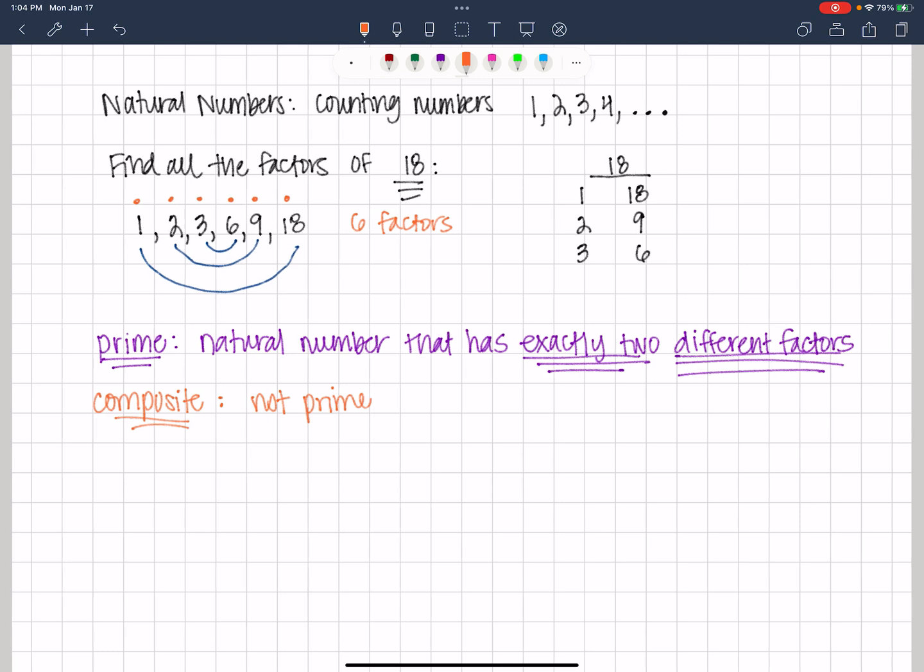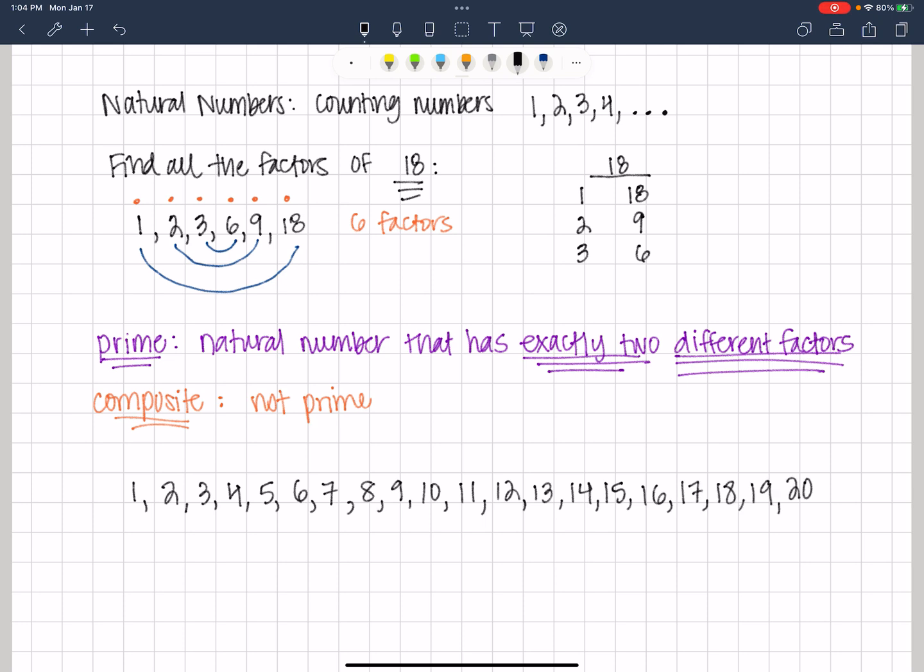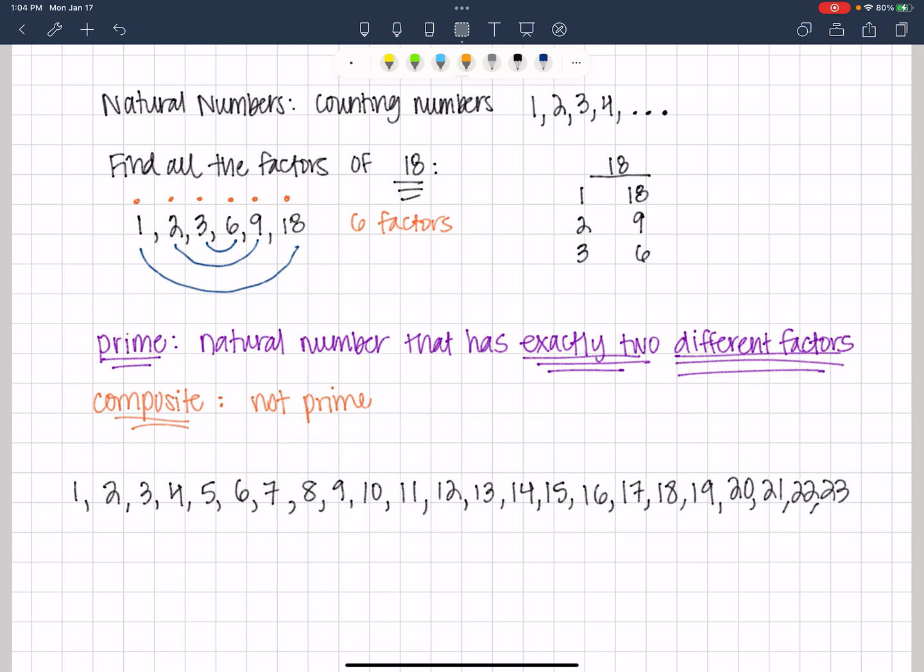So let's try and find our prime factors of 18. First, before I start finding my prime factors, I'm going to start listing all the counting numbers, and let's talk a little bit more about these and make sure that we can identify prime numbers. So I'm going to list as many as I can here. I was able to get to 23. But this keeps going forever and ever and ever.